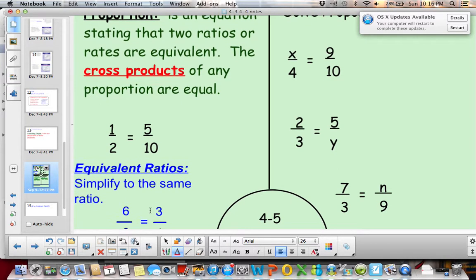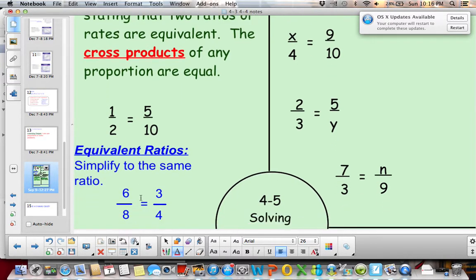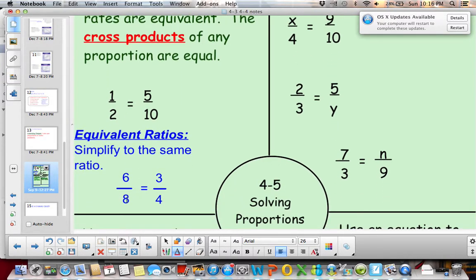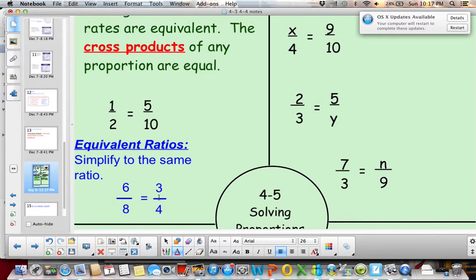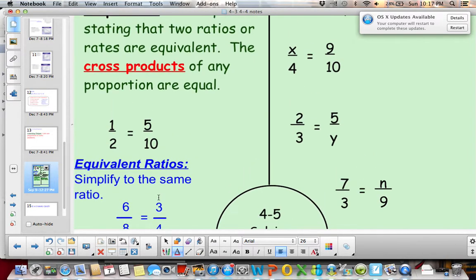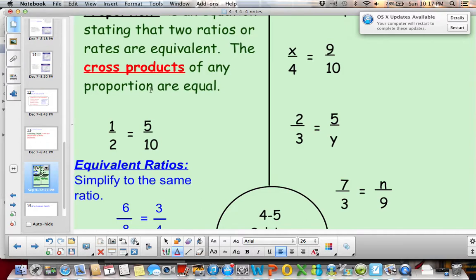So another example of a proportion or an equivalent ratio is 6/8, because 6 divided by 2 equals 3, and 8 divided by 2 equals 4, so 6/8 equals 3/4. Isn't it another example of a proportion? Cross products of any proportion are equal. So the way that we solve a proportion, it's very important to know what cross products are.